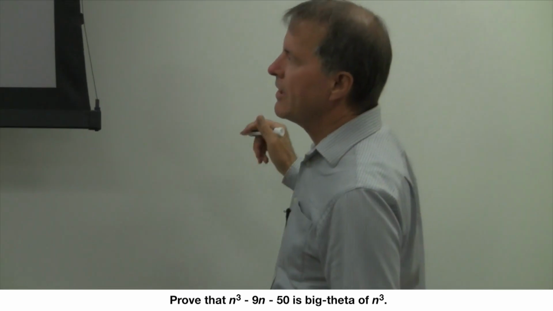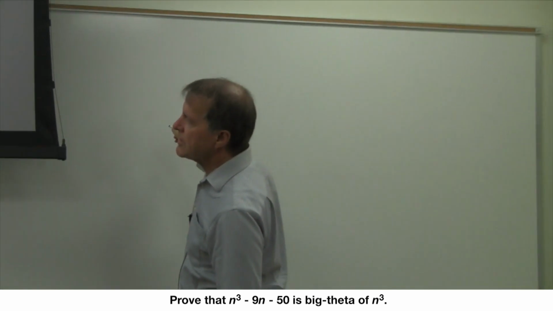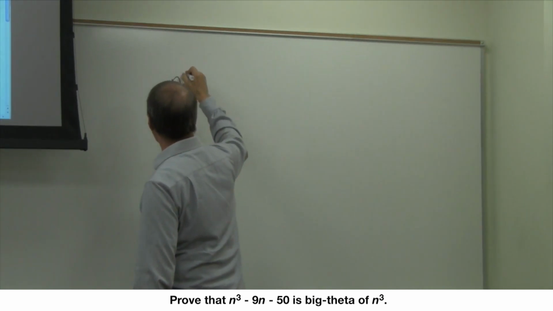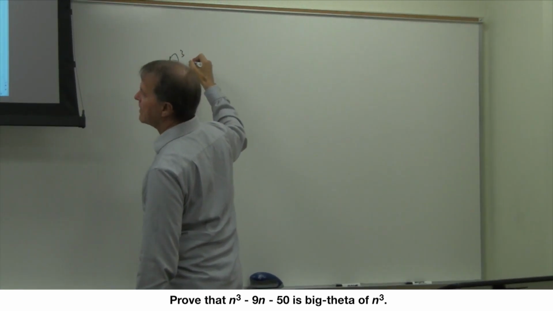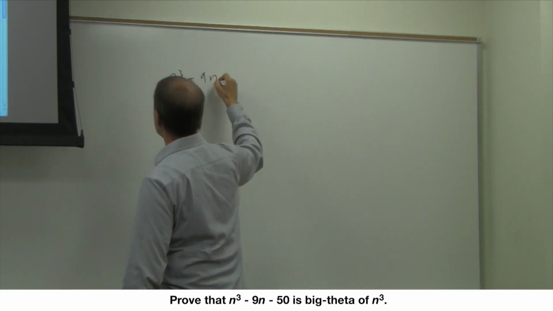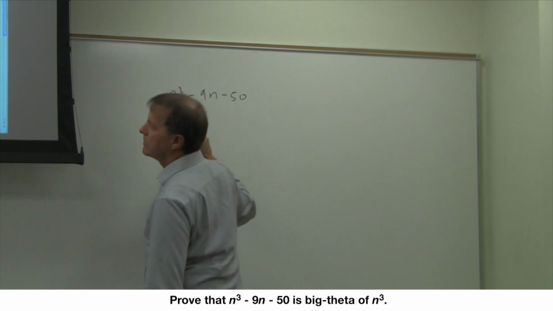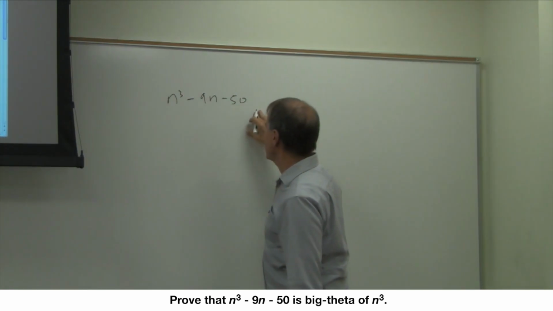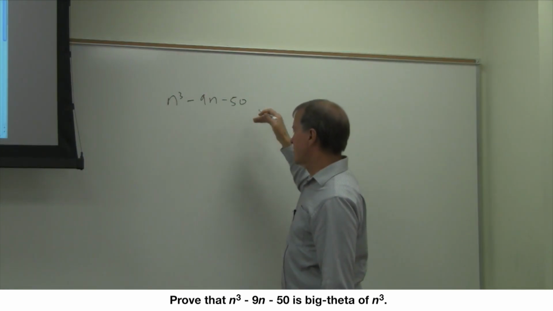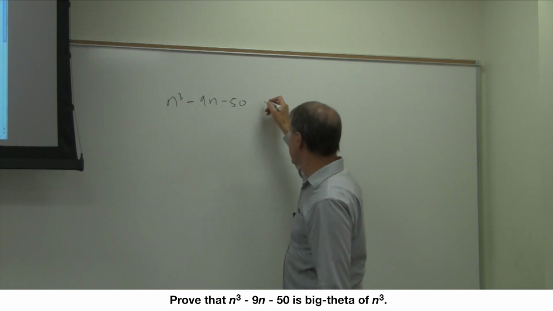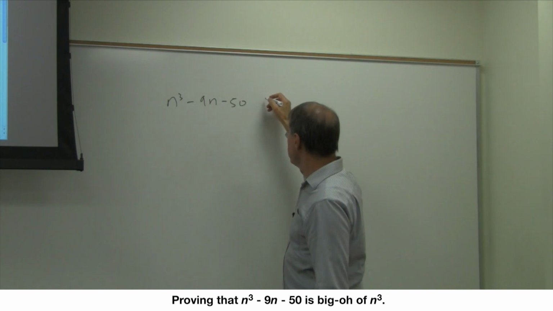Okay, so it sounds like we need a little help here. So what we have is n cubed minus 9n minus 50. No, it's not provided, it's because they're negative. So like, you know, that happens. So is the hard part the big omega or the big O? On big O, can we just drop it, provided n is greater than or equal to 1?